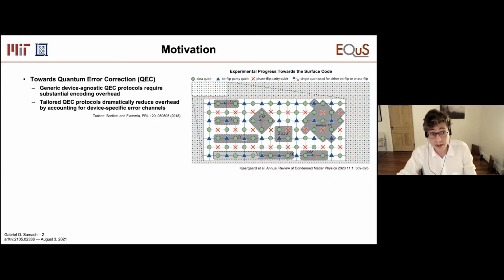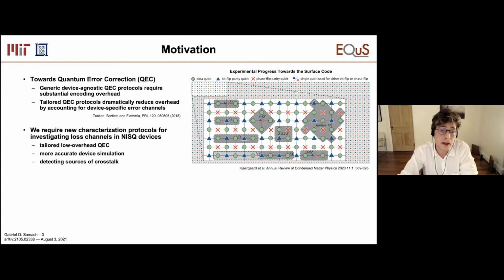It's recently been shown that tailored quantum error correction protocols can be developed, which drastically reduce the overhead required for error correction by accounting for device-specific error channels. Now, if we want to pursue this path, we require new characterization protocols for investigating the loss channels in NISQ devices, to allow us to design these tailored, low-overhead quantum error correction protocols.